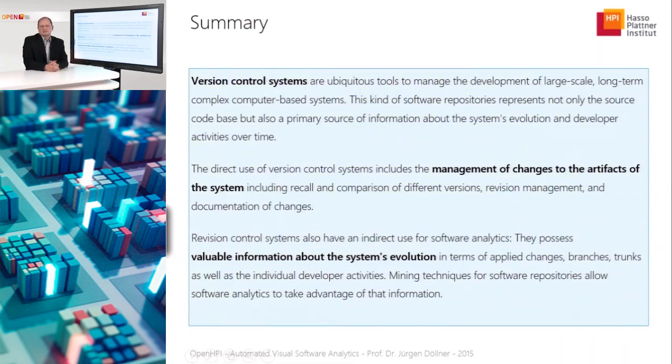Let's summarize about version control systems. These systems are ubiquitous tools to manage the development of large-scale, long-term, complex computer-based systems. This kind of software repositories represents not only the source code base, but also a primary source of information about the system's evolution and the developer activities over time. The direct use of a version control system includes the management of changes to the artifacts of the system, including recall and comparison of different versions, version management, documentation of changes.